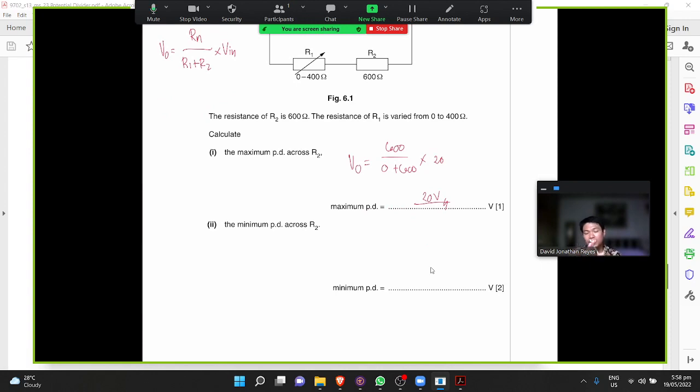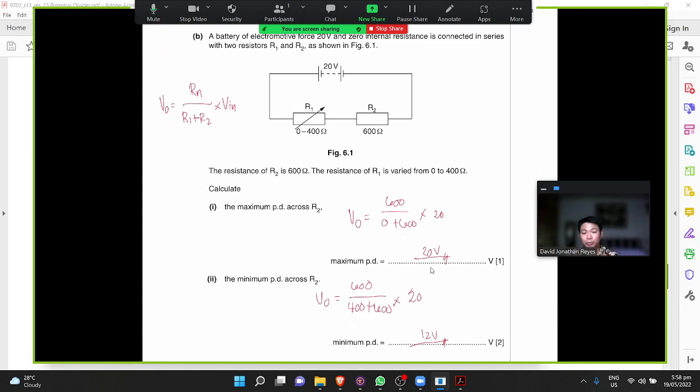What would happen is that R1 now will have its highest value, which is 400. Let's apply it to our equation. You will have 600 over 400 plus 600 times 20. So that's 600 over 1000 multiplied by 20, and you will get 12 volts. Okay? So that's how you solve questions involving potential divider.